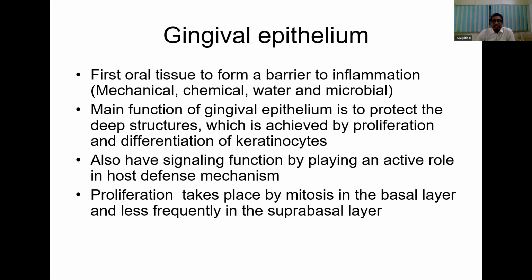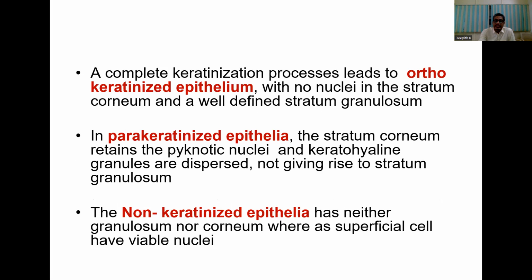Proliferation takes place by mitosis in the basal layer and less frequently in the suprabasal layers. In complete keratinization, the process is called orthokeratinized epithelium, which has no nuclei in the stratum corneum and a well-defined stratum granulosum. But in parakeratinized epithelium, the stratum corneum retains pyknotic nuclei and the keratohyalin granules are dispersed, not giving rise to a stratum granulosum. The non-keratinized epithelium has neither a granulosum nor a corneum, and the superficial cells have viable nuclei.